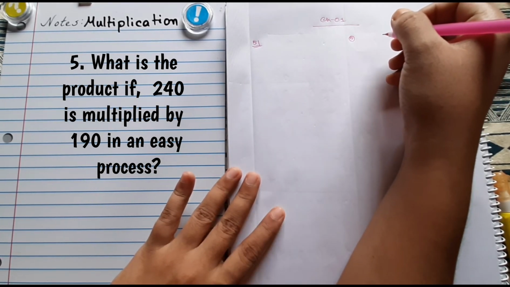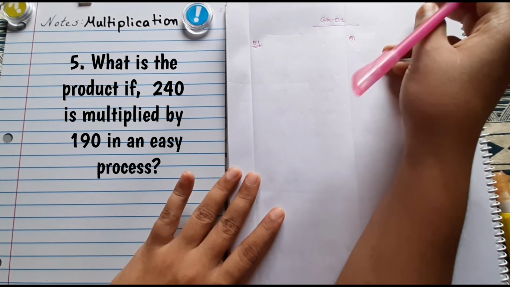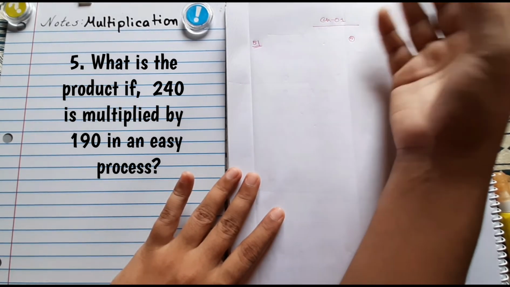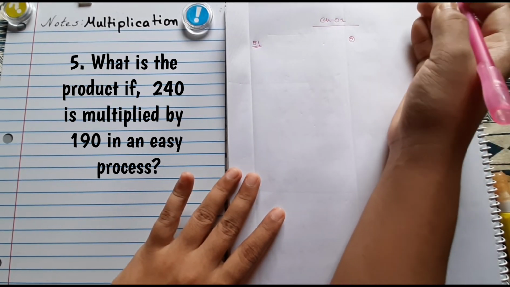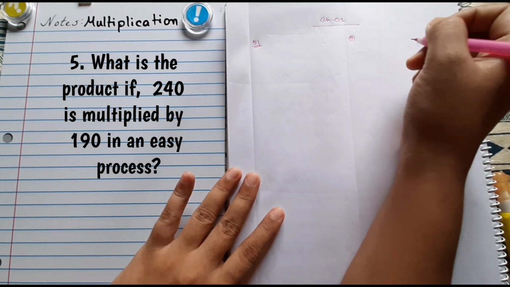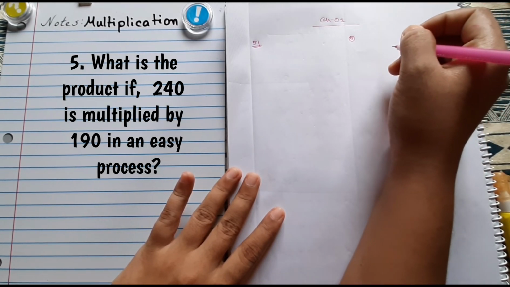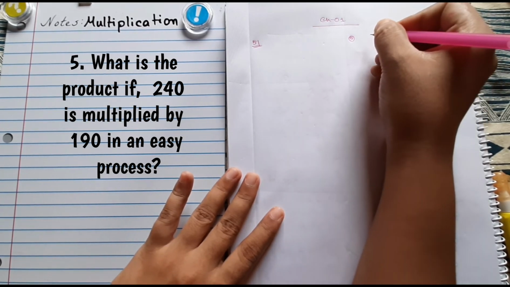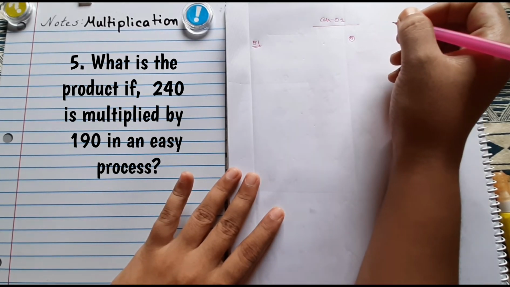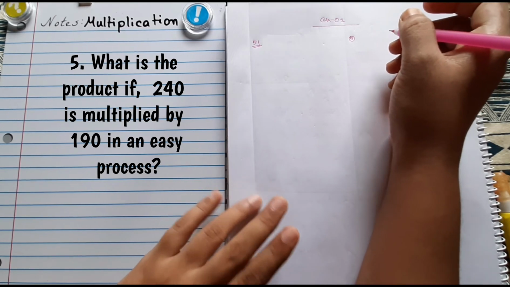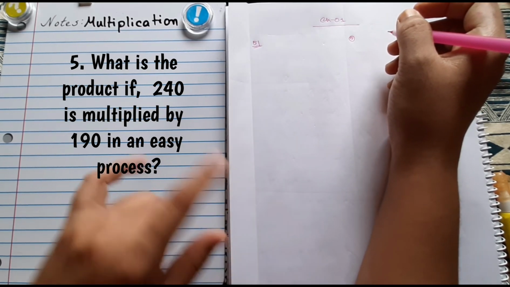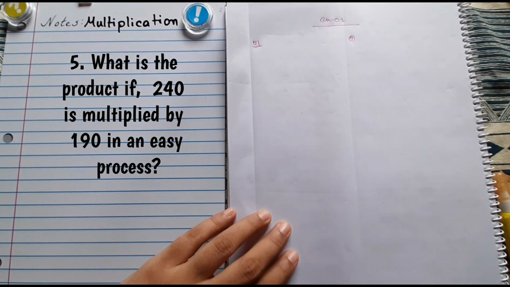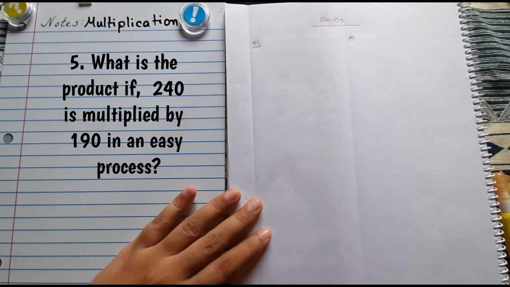Sometimes you don't have time, you just write down the answer, something like that, doing the rough on the other page. This one is not applicable, okay? This one you are not going to do. They ask you to do it in an easy process, you are going to show them in an easy process. So as you can see, we have 2 numbers, 240 and another is 190.